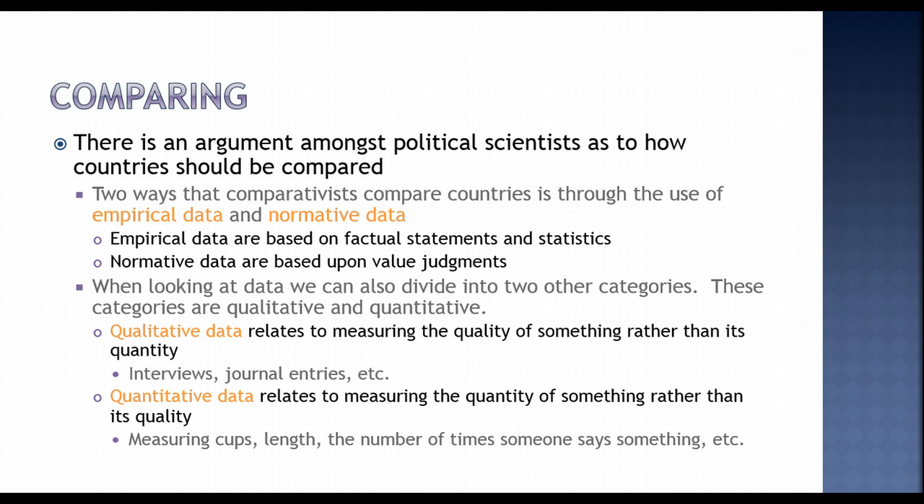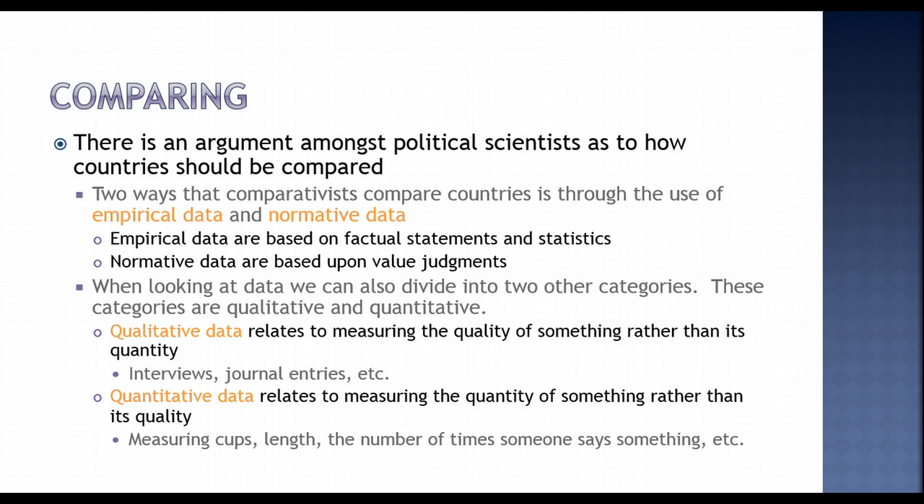If we're looking at normative data, that's based upon value judgments. So say we sat down and I interviewed you about how much you liked cheese pizza. All right, and I interviewed 100 people on that, and I ranked all of you based upon how much I thought you liked pizza based upon your responses, then that would be normative data. So normative data is when you take what people say through interviews, through speeches, through journal entries and things like that. Those are all normative concepts.